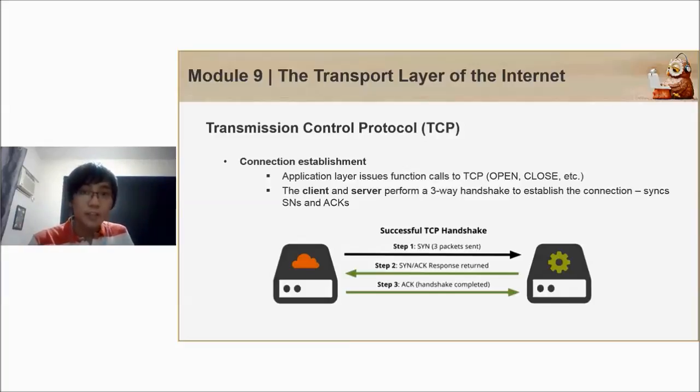The application layer issues function calls to TCP like open, which is for initialization, and close, for closing of the session. The client and server perform a three-way handshake to establish the connection. In this handshake, they synchronize their sequence numbers and acknowledgements. The first step is that the SN is sent to the receiver, then the receiver sends its own SN and acknowledgement, and finally, the initial sender sends an acknowledgement, thus completing the three-way handshake and establishing the connection. After that, data exchange can proceed.